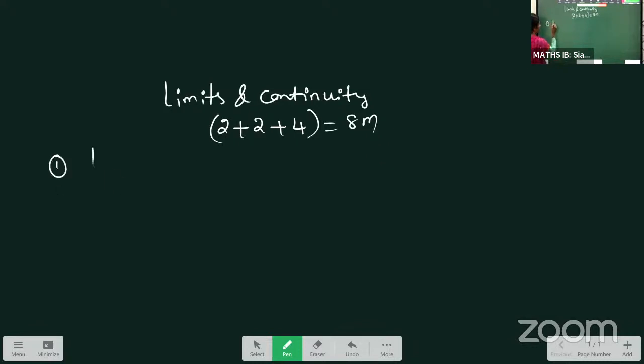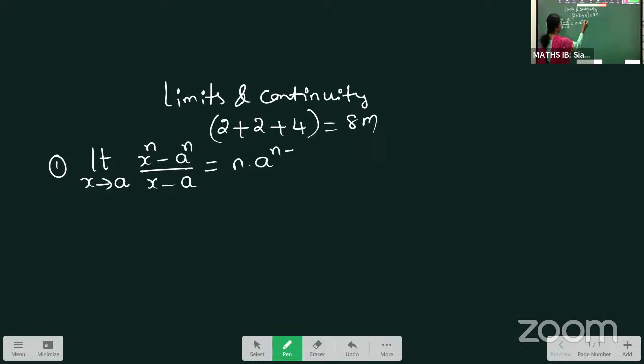Basic formulas are there. Limit x tends to a, x to the power n minus a to the power n by x minus a is equal to n into a to the power n minus 1. If both the powers of numerator are same and the base as it is in the denominator, then the formula is n into a to the power n minus 1.